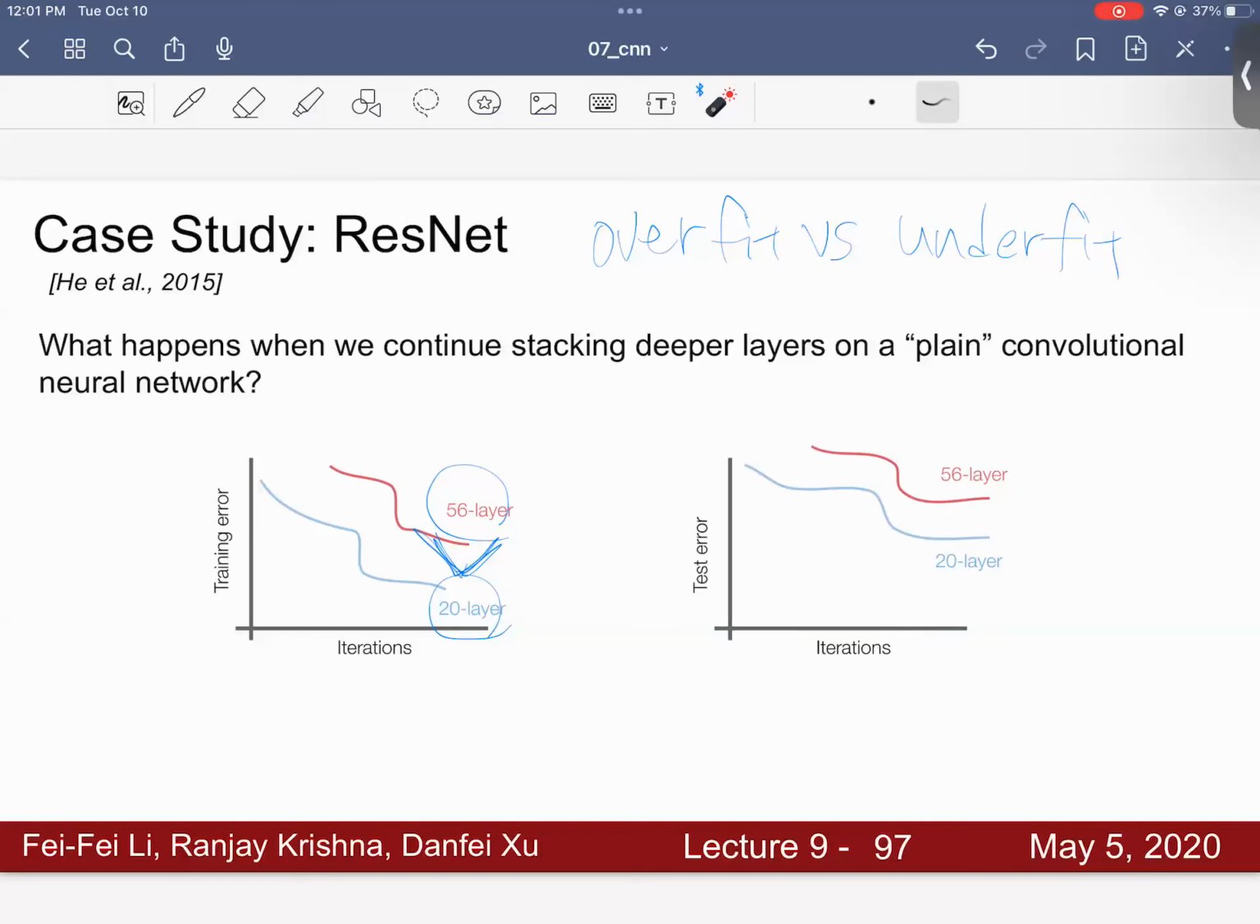And a question: is there a depth depending on the complexity of data? You mean, should we increase the size of the layers? Should we increase the number of layers depending on the complexity of data?